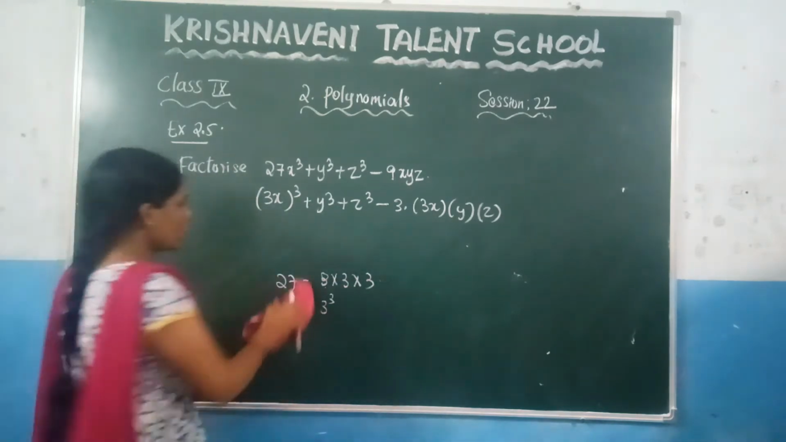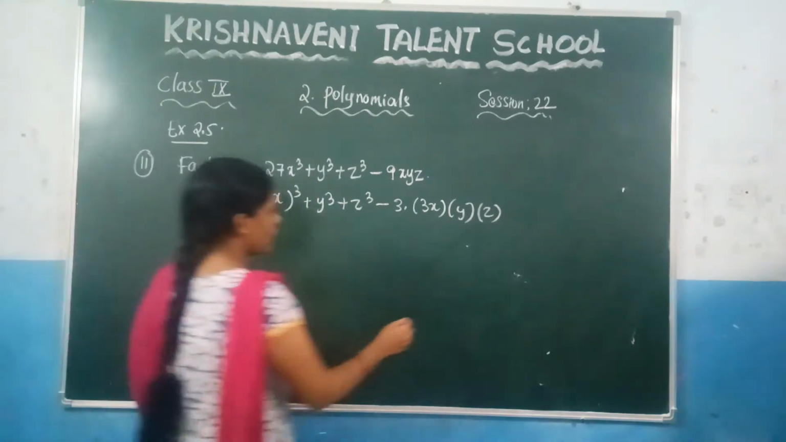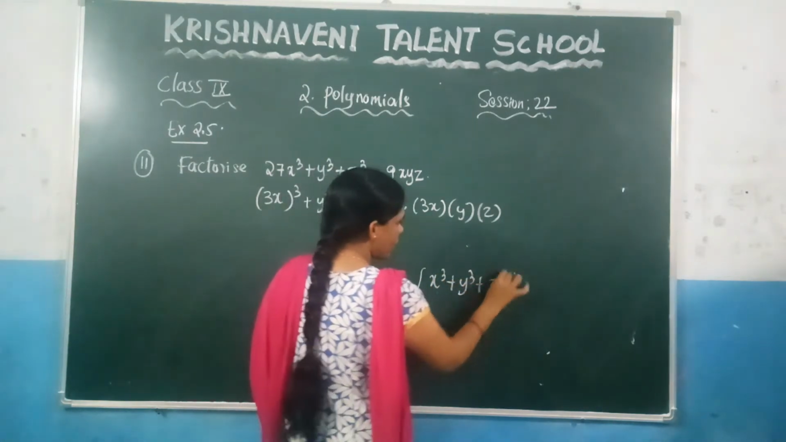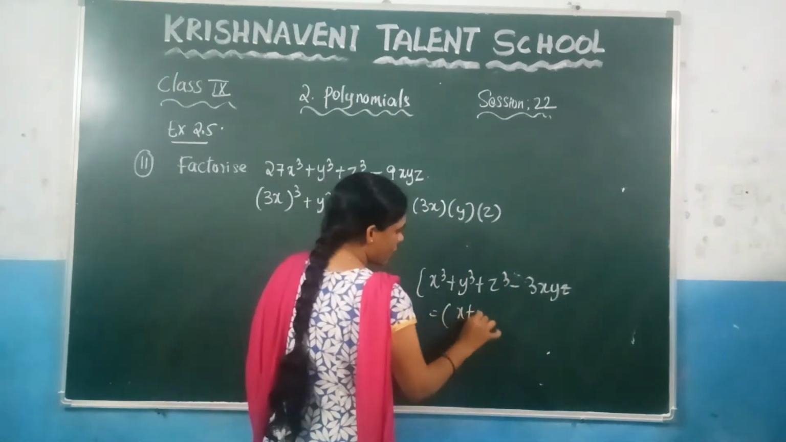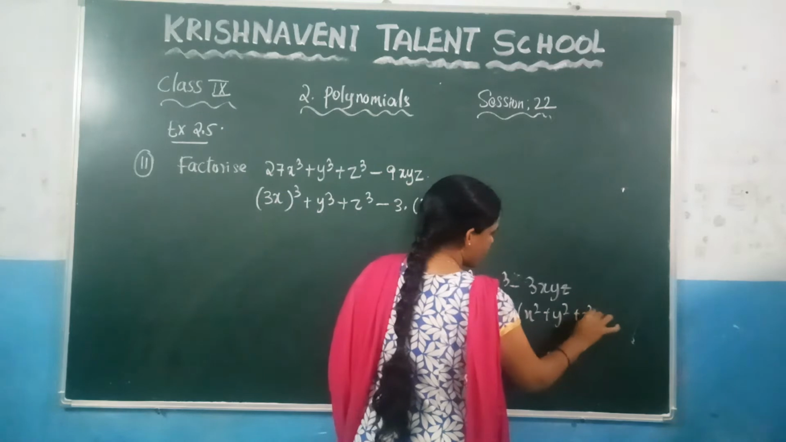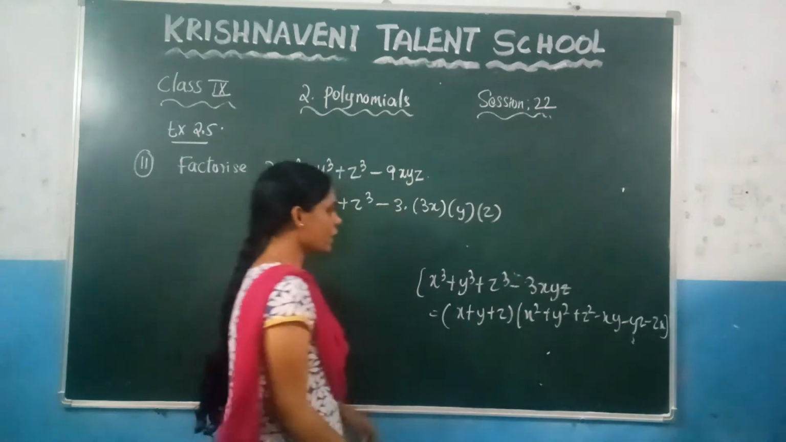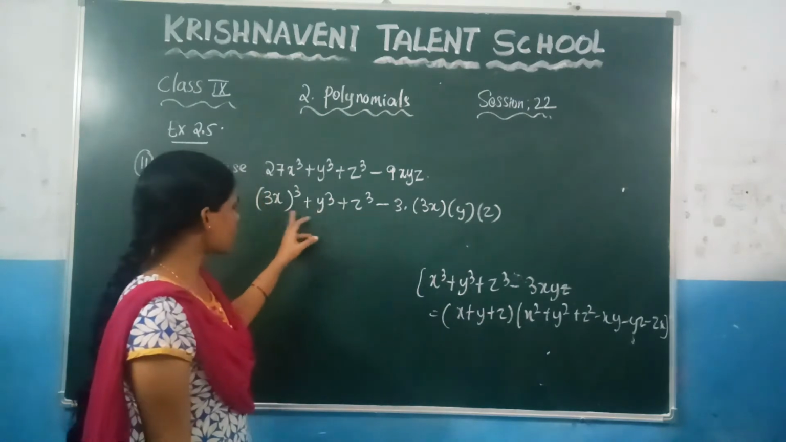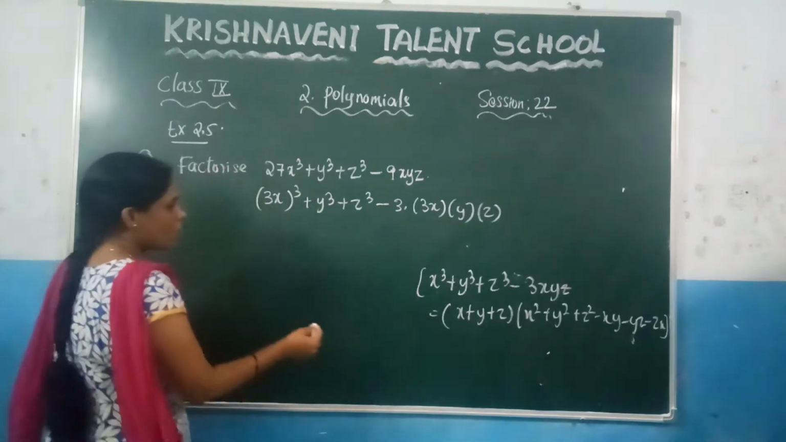Now here, you know the identity, you can expand it. Before that, write what the identity is here. I am writing here. You know that x cube plus y cube plus z cube minus 3xyz is nothing but x plus y plus z into x square plus y square plus z square minus xy minus yz minus zx. So here we have changed this one into the form of this one. Now you know that x cube plus y cube plus z cube minus 3xyz is equal to this one. Just write by applying this one.